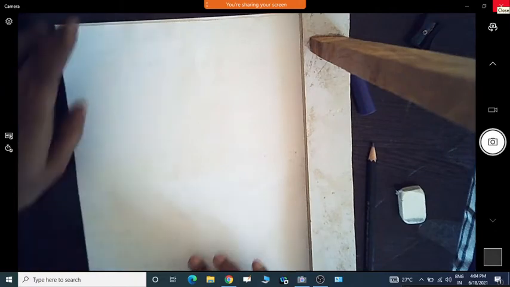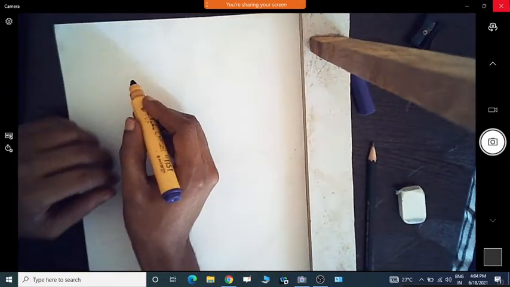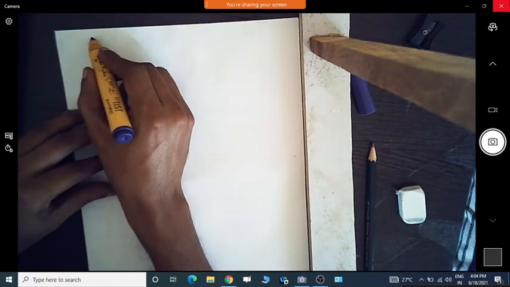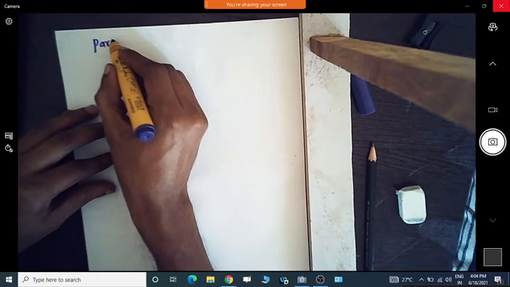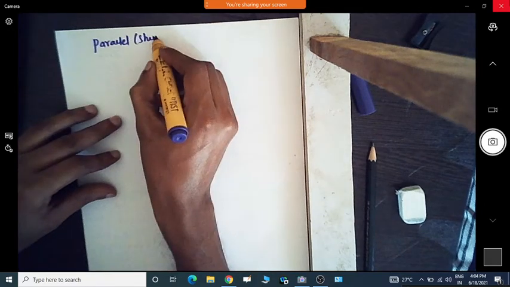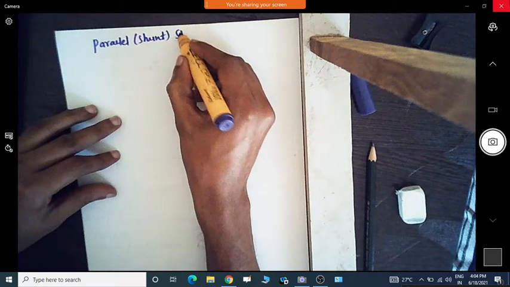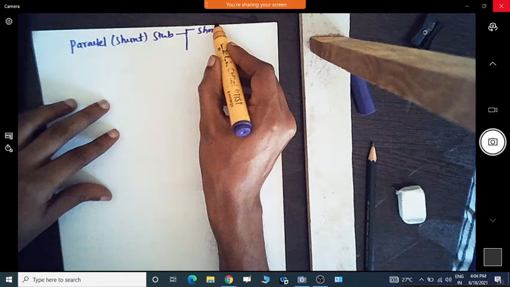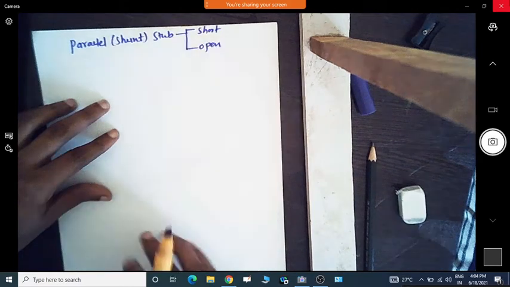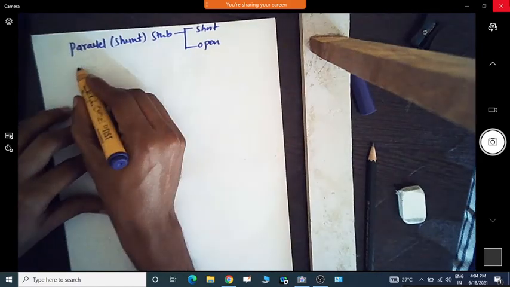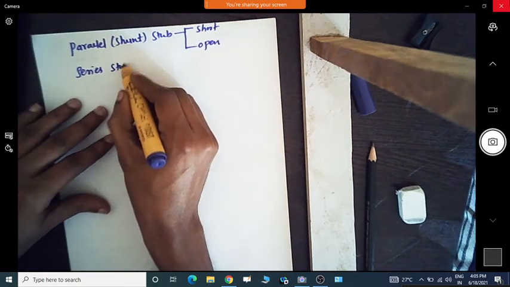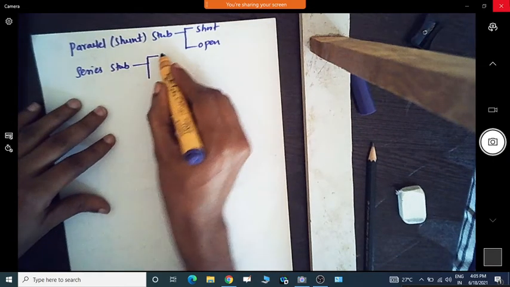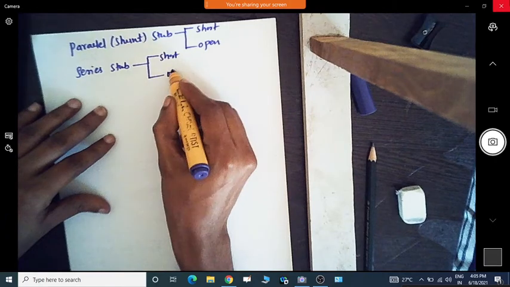Okay. So yesterday we were discussing finding the input impedance using different stubs. As we have discussed, there are four types of stubs. That is the parallel or shunt stub. Now again, this parallel stub, whether it is short or open, will be of two types. Now the other type is the series stub. Again in this we have short and open.